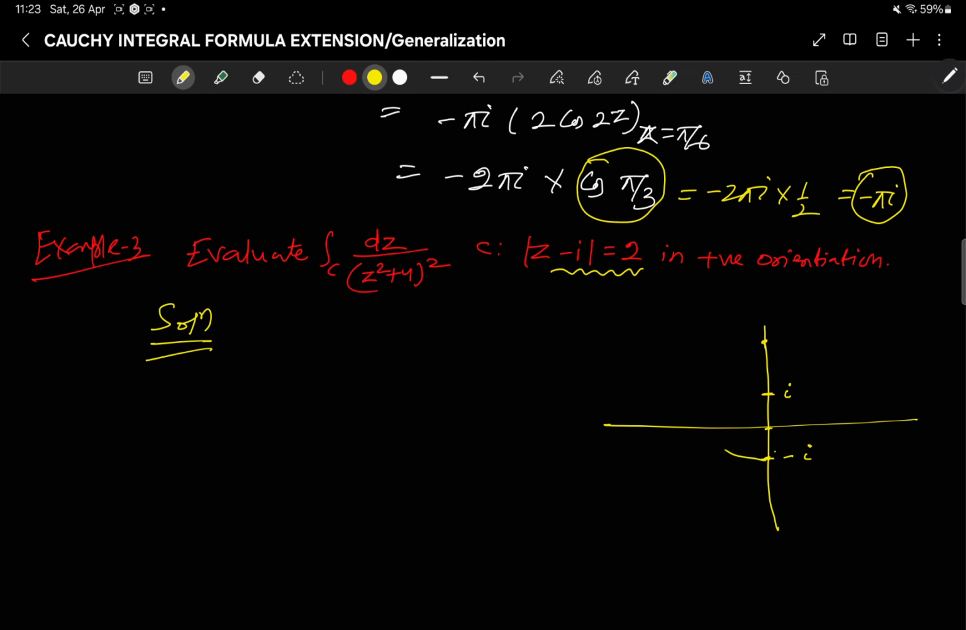So the path is like this. This is my minus i. This point is my minus i.